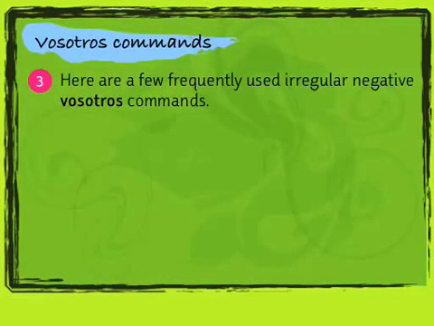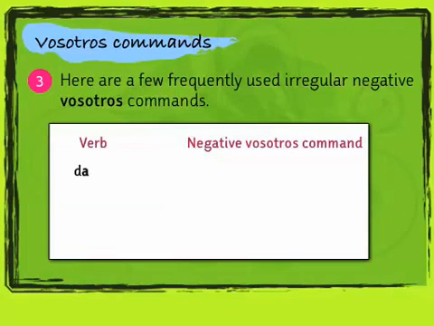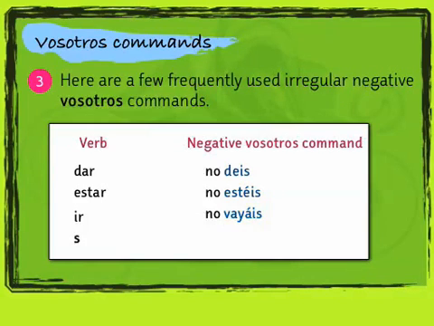Here are a few frequently used irregular negative vosotros commands. Verb, dar. Negative vosotros command, no deis. Estar, no estéis. Ir, no vayáis. Ser, no seáis.